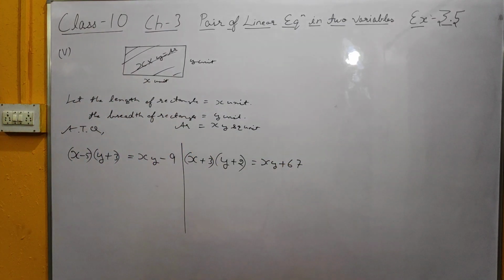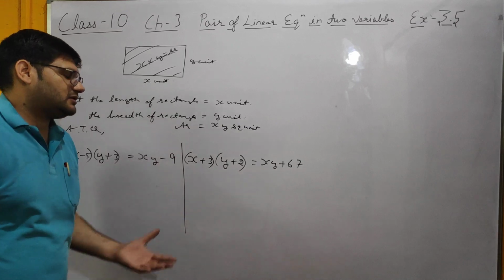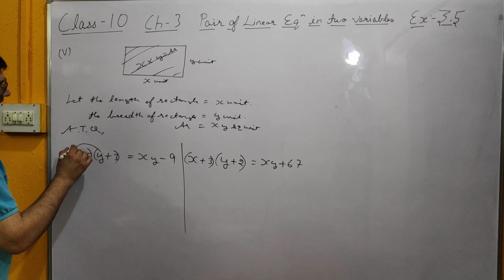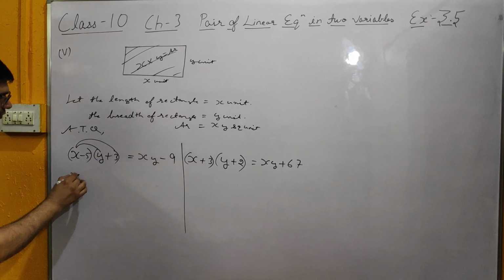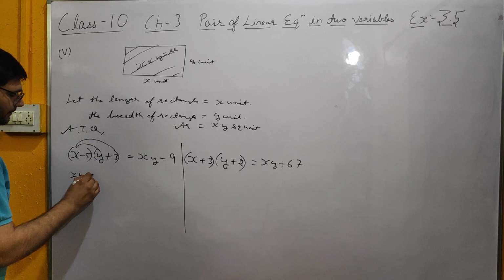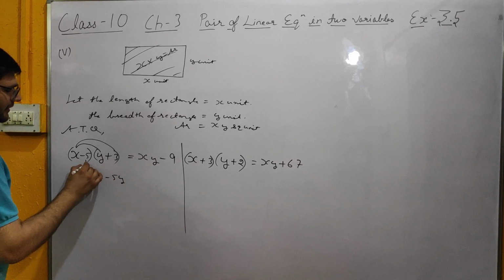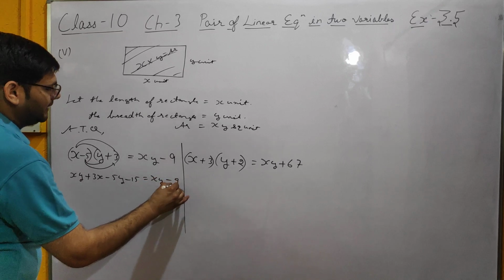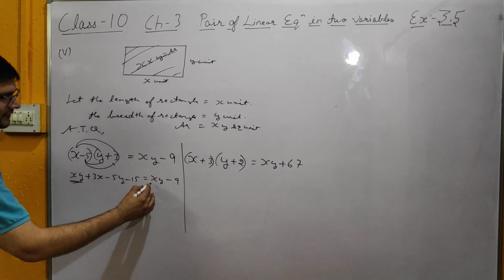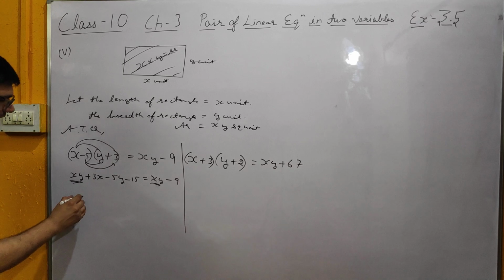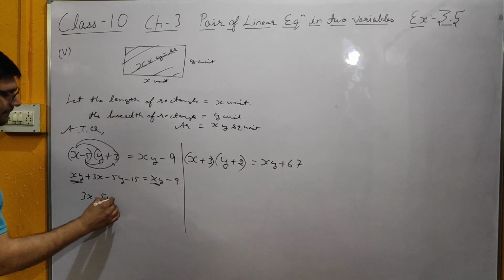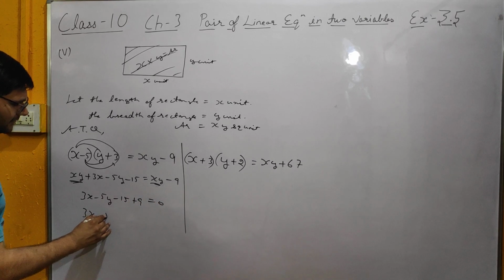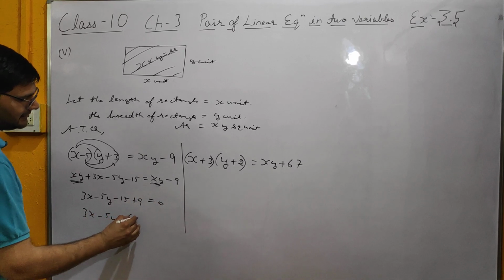Find the dimensions of the rectangle. So these will be the equations which we need to simplify and then solve. First, multiply x with y and x with 3. So xy plus 3x minus 5y minus 15 equals xy minus 9. Now xy cancels. So 3x minus 5y minus 15 plus 9 equals 0. So 3x minus 5y minus 6 equals 0.